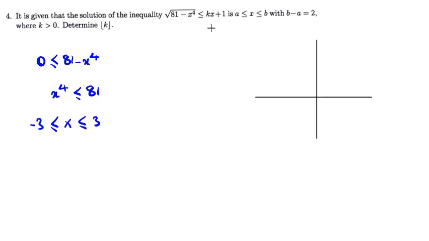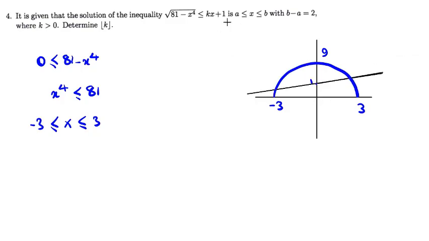Now, if you replace x with 0, it will be the square root of 81, which is 9. And then the endpoints will be 3 and -3. Let's consider this point 9. And this line, kx plus 1, must be greater than or equal to this. For x equals 0, it will be 1. And k is positive, so the gradient is positive, so it must be something like this, for example, this line, or, for example, this line.